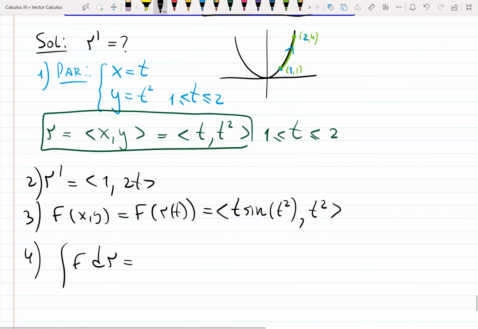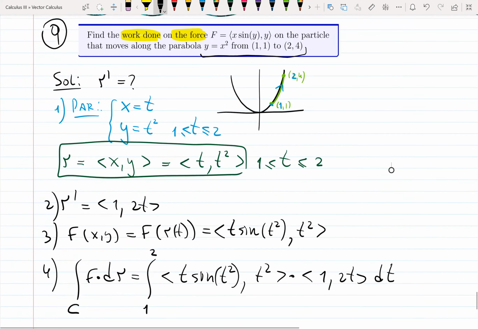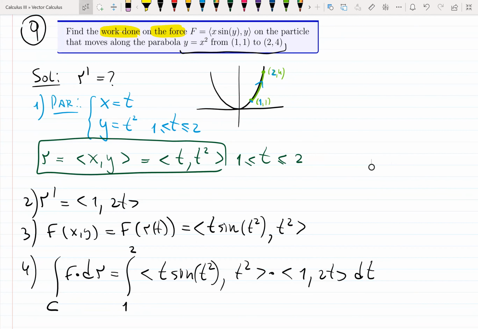That's the idea. Now it's going to be integral of the dot product, which is a scalar product, sine t squared, comma, t squared times 1 and 2t dt. And t is from 1 to 2 on c. C is from 1 to 2. Before I move on, what do you think about this stuff?